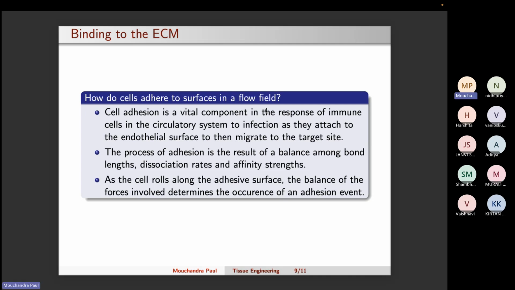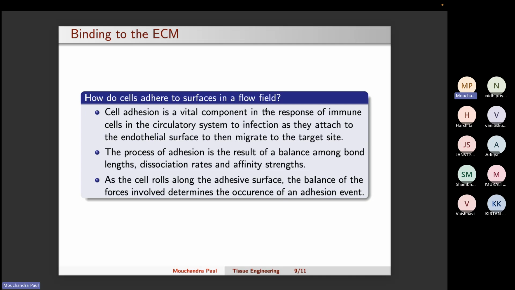I'm asking, inside our body, when can you expect that the cells have to adhere in the presence of a flowing, circulating fluid? Where will that kind of scenario happen inside our body? You're asking when will a cell try to adhere in a flowing condition? Yes, yes. So where does it happen? Where in our body? That's circulation.